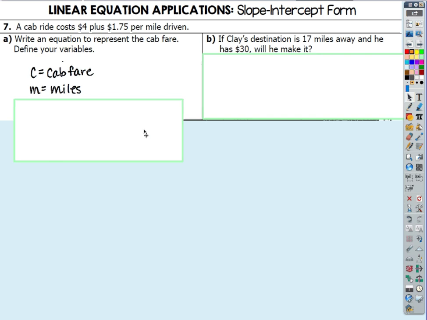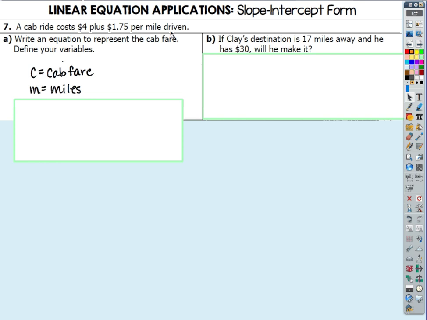So I heard lots of them. Okay, so I heard C equals, how do we describe this four? That's the y-intercept. Starting value, okay, so that starting value is the same as the y-intercept, isn't it? So that's gonna be B in this case. It's gonna be B, isn't it? Okay, plus $1.75 per mile driven.